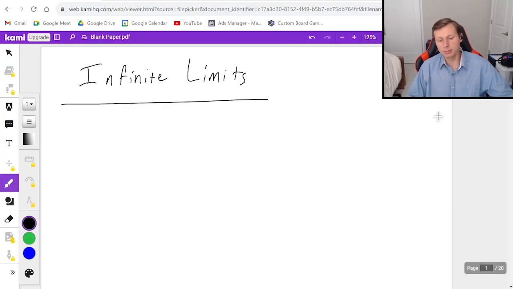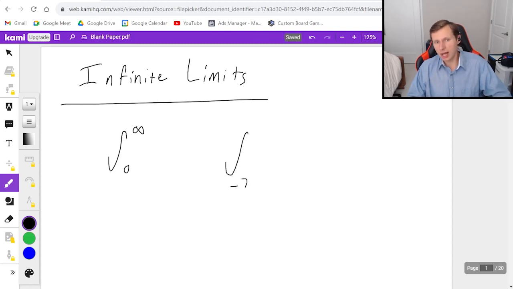In today's video, we're going to be talking about the Calculus 2 concept of infinite limits. When we talk about infinite limits, we're talking about one of two cases. We're either saying that there's an infinity in the bounds, like this, or we're saying that the function has a vertical asymptote or something in the middle of the function.